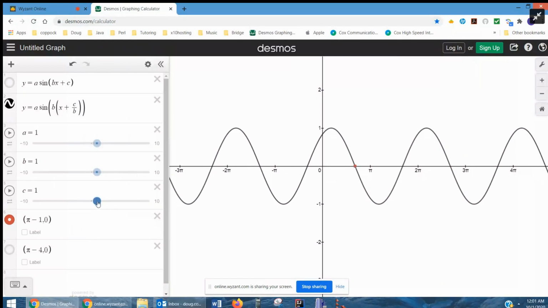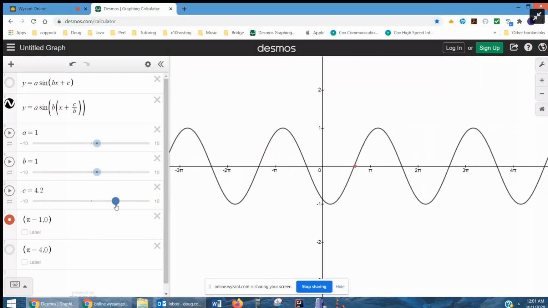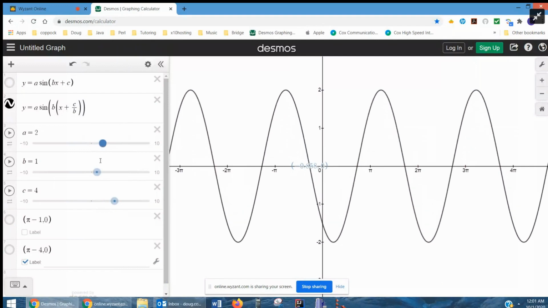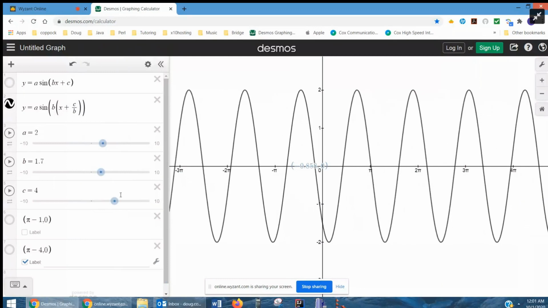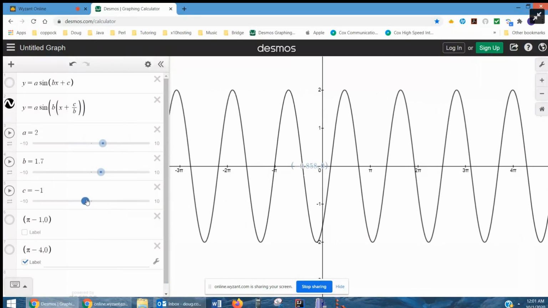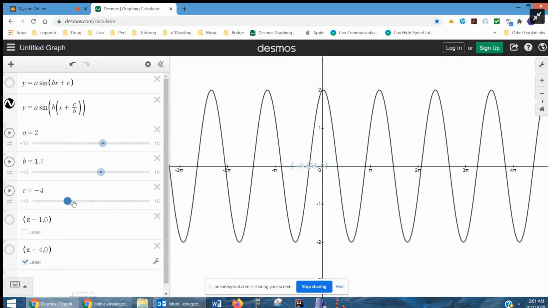And if I have C equal 4, the phase shift is 4 to the left. So it'll go through that point now. 4 to the left. Okay, and you can do any combination of these. So I can start increasing amplitude, changing period, and changing the phase shift. And we can even shift in a positive direction by having C be negative.